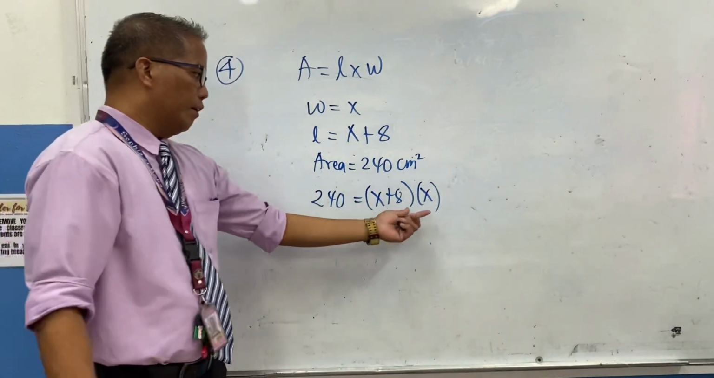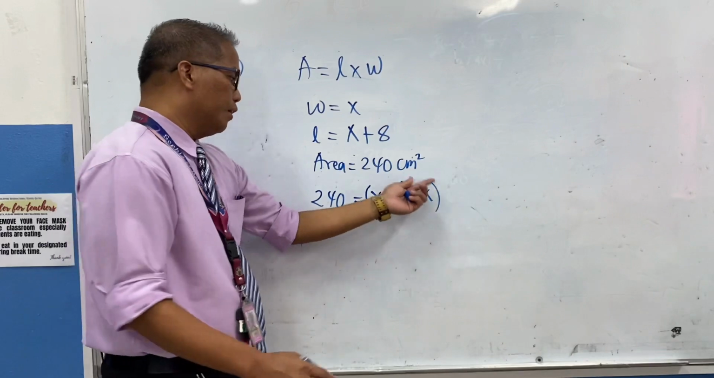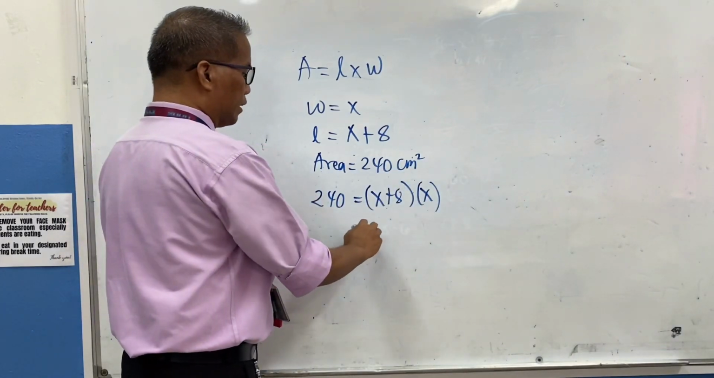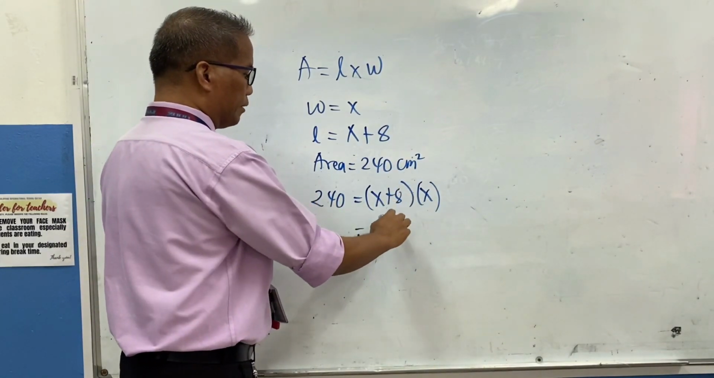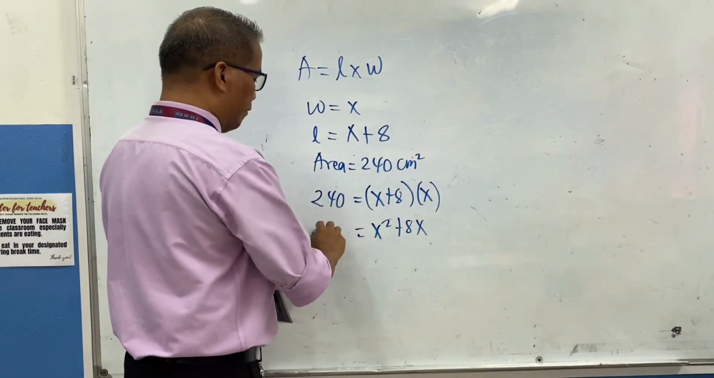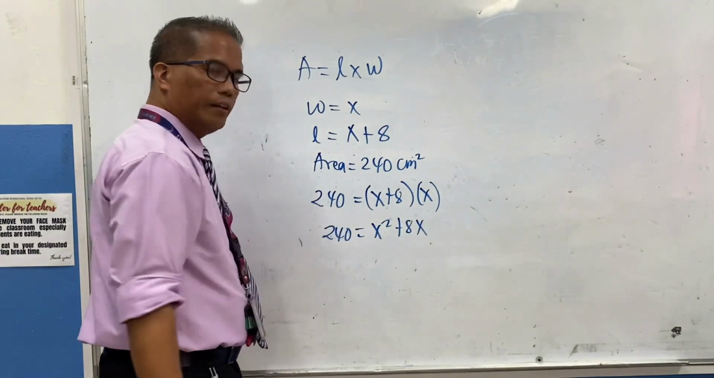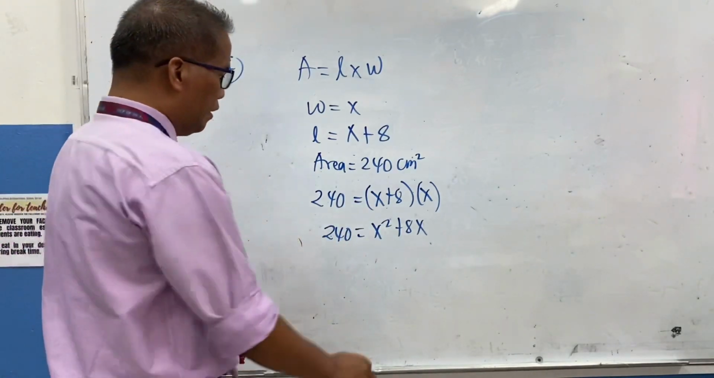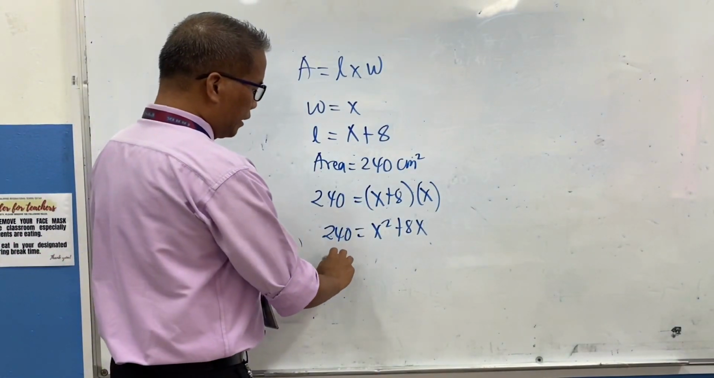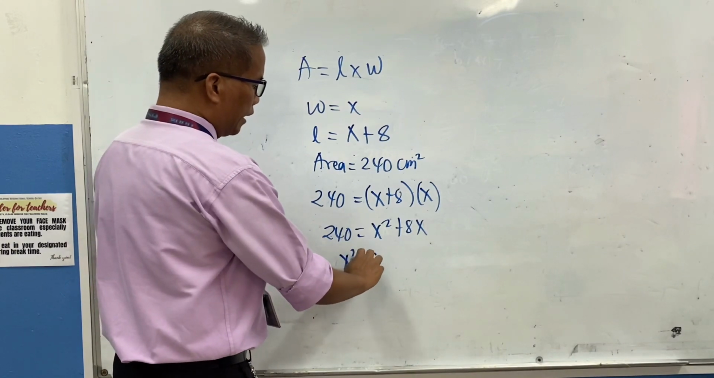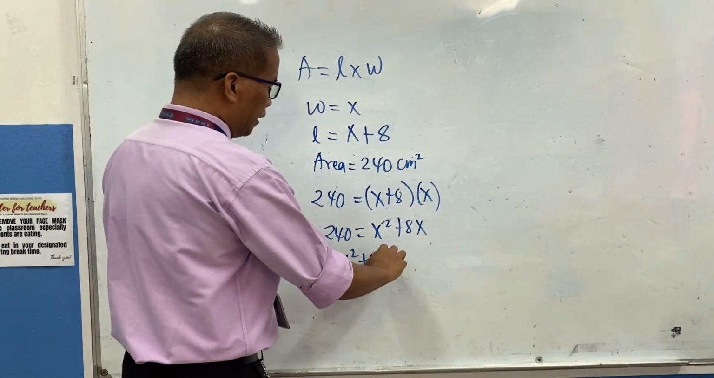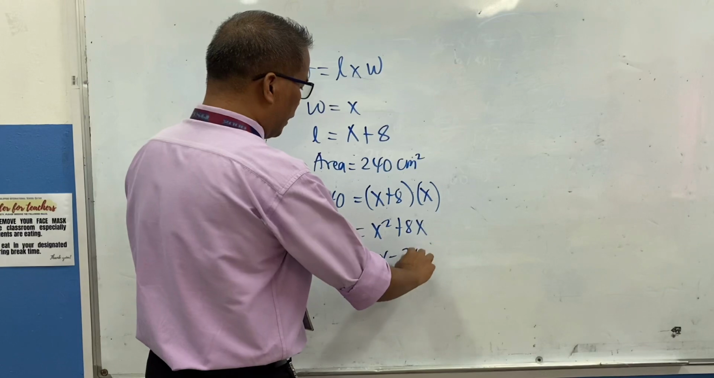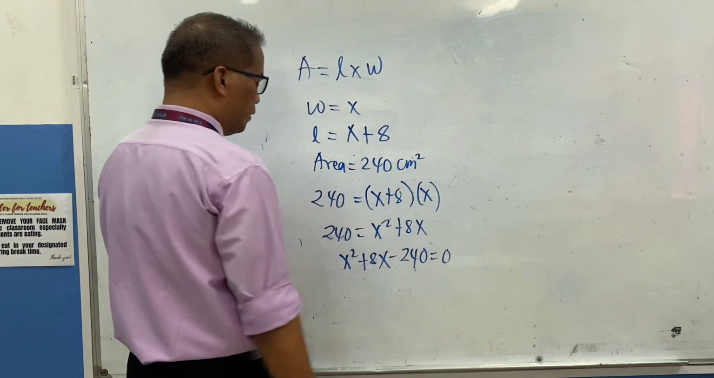So from here, we will distribute x. So x times x is equal to x squared. Then x times 8 equals 8x. Then we have equals 240. We can rearrange the equation, the quadratic equation here. So we can rewrite it as x squared plus 8x minus 240 is equal to 0.